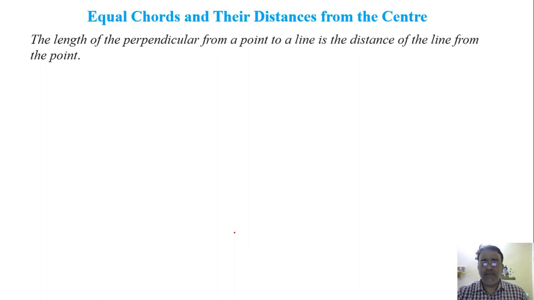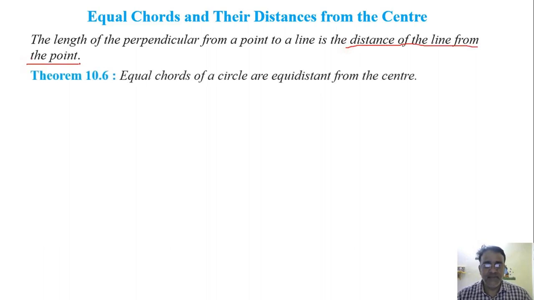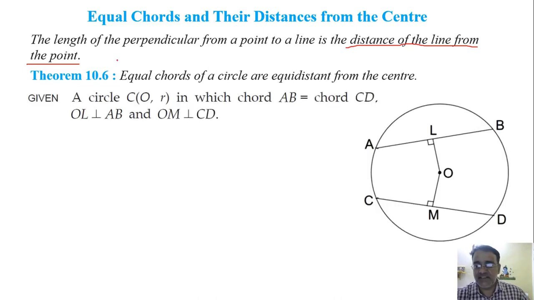Okay. Now, the next topic is equal chords and their distances from the center. So, the length of the perpendicular from a point to a line is the distance of the line from the point. Okay. So, theorem number 10.6: equal chords of a circle are equidistant from the center. So, दो chords अगर equal है, तो उनका जो perpendicular distance है center से, वो दोनों equal होगा. So, see this diagram.